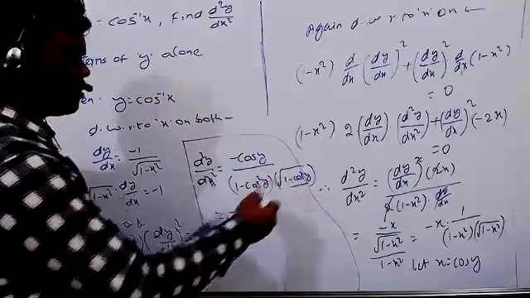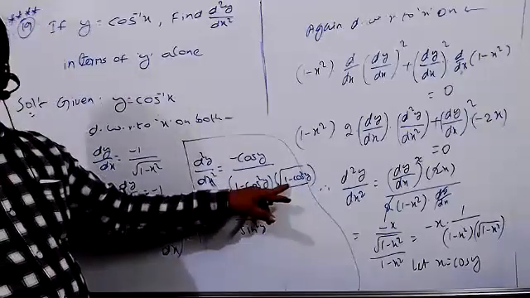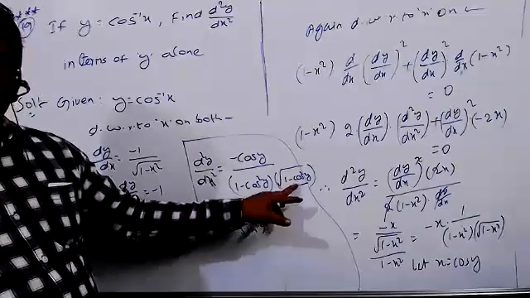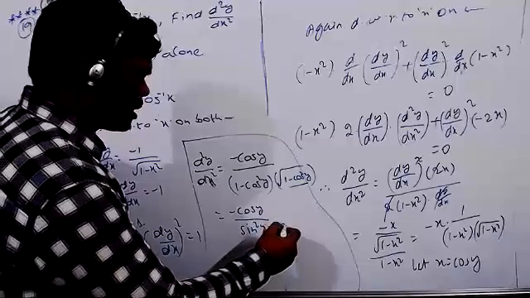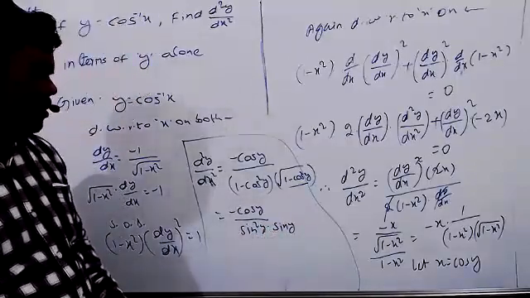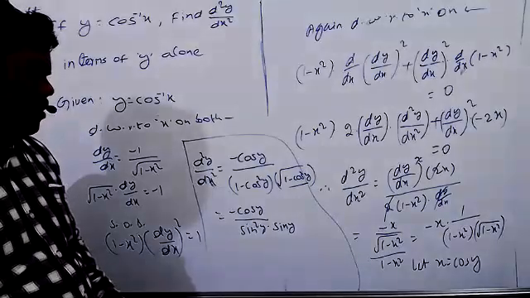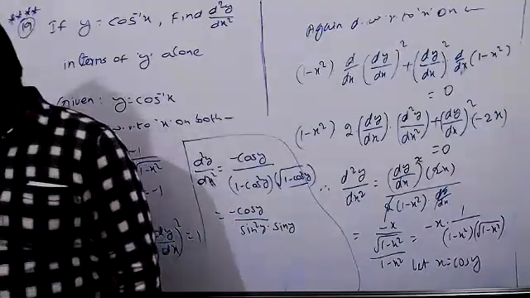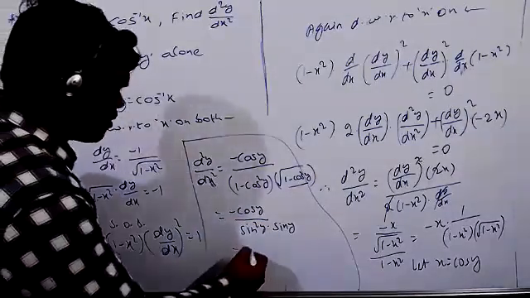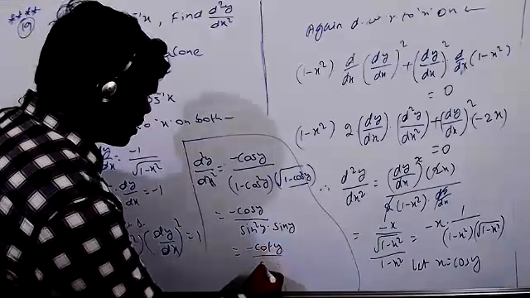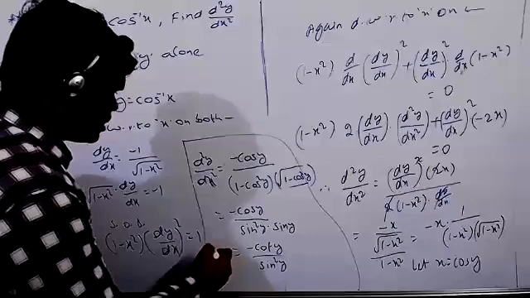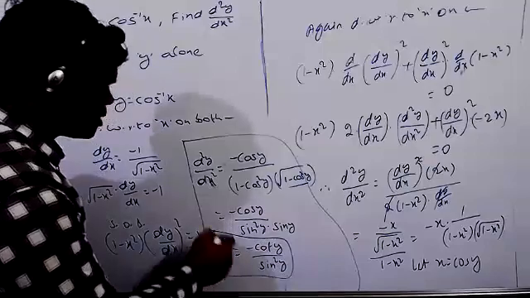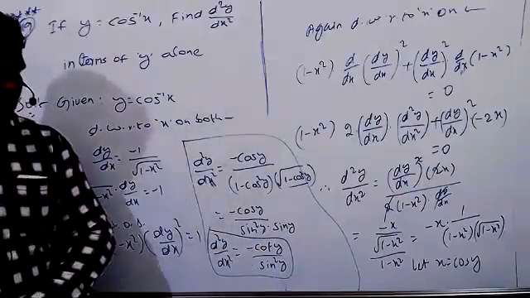But what about this value? 1 minus cos square y equals sin square y. But root of sin square y equals sin y only. Into sin y, so everything we got is sin y now. So cos by sin equals cot, so cot y, you can write. So it is equal to minus cot y by sin square y. This is the value of d square y by dx square in terms of y alone.